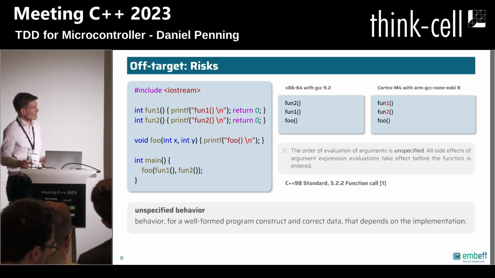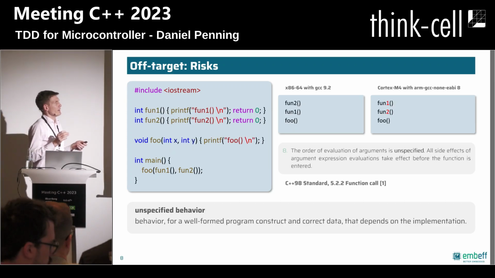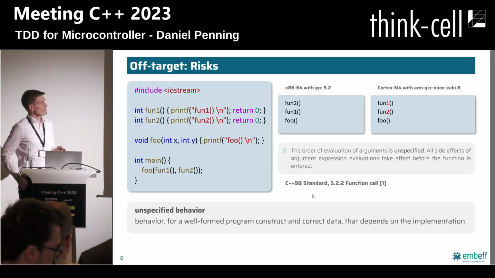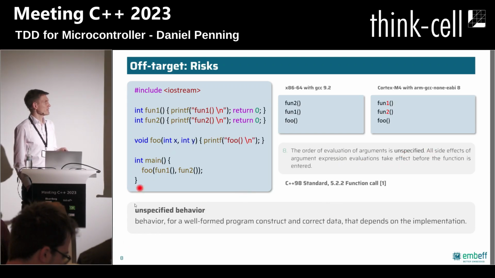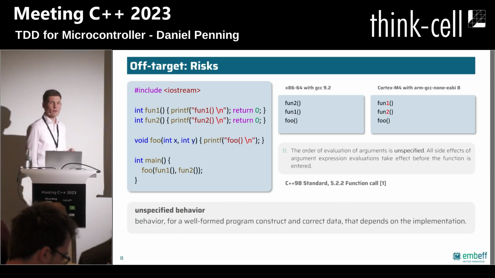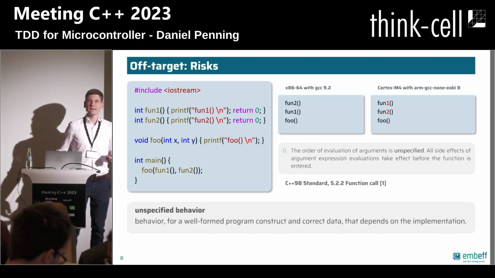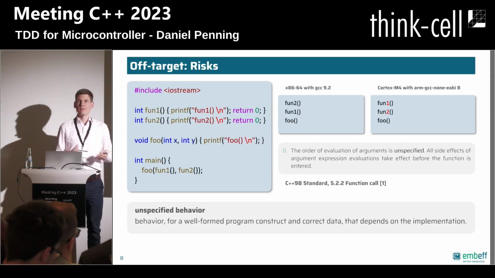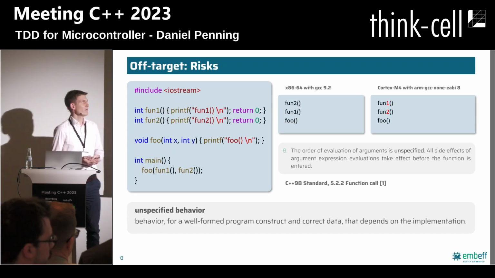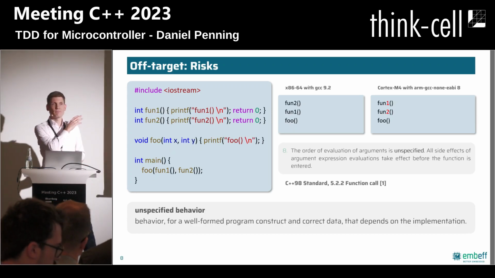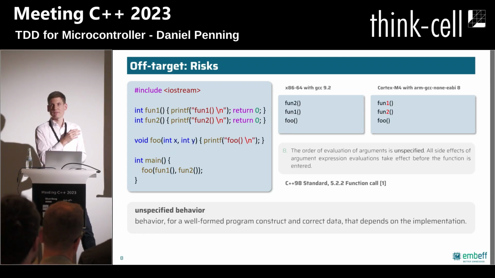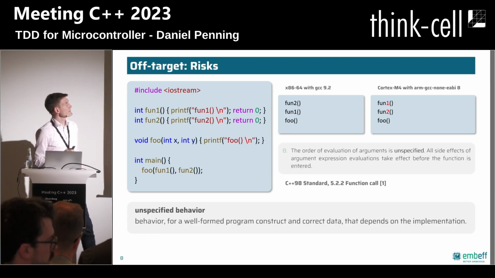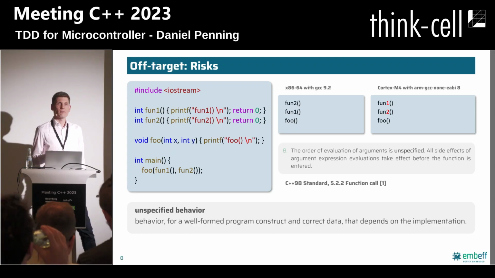So, yeah, the C++ standard just says the order of evaluation of arguments is unspecified. Okay, and this is the definition of unspecified behavior. It depends on the implementation. So the compiler writer can basically decide which implementation he chooses. And of course, this can make a difference in program behavior. It's pretty obvious. So an off-target test would have a different effect than on-target.